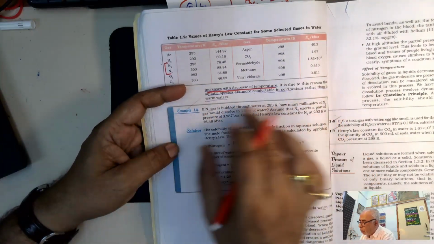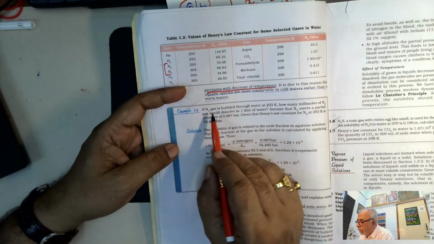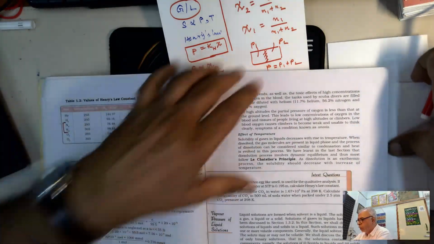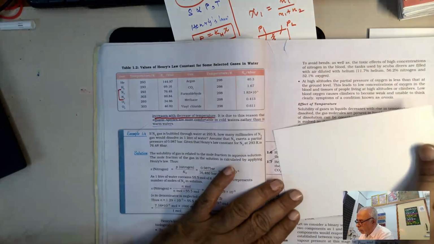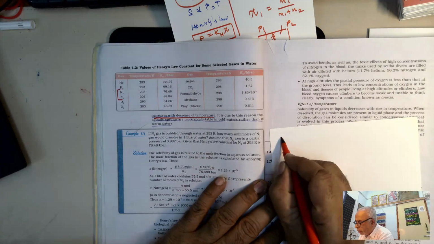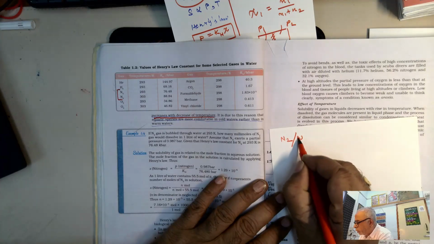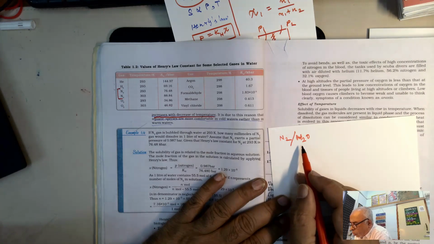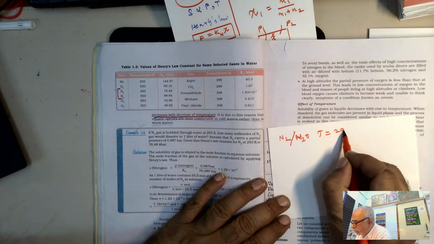Now, this is a problem based on Henry's law. Nitrogen gas is bubbled through water. So try to write down the given parameters first. This is the nitrogen in water system. Nitrogen is a gas, water is a liquid, and the temperature given here is 293 Kelvin.